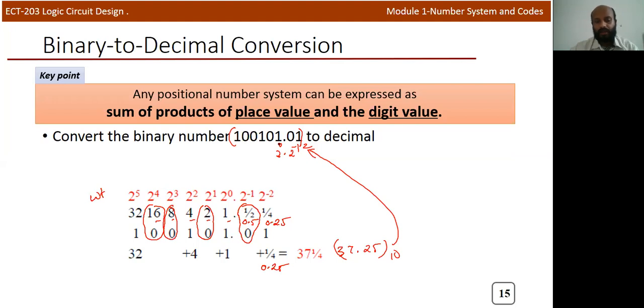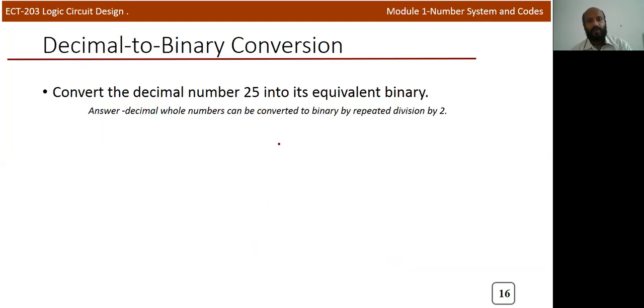Now we'll discuss the reverse, how we can convert a decimal to binary. Now we are comfortable with how we can convert a binary number into decimal. Now we will discuss how we can convert a decimal to binary. In the previous case, we multiplied by the powers of 2. Now we need to convert this number 25 in base 10 to its equivalent in binary.